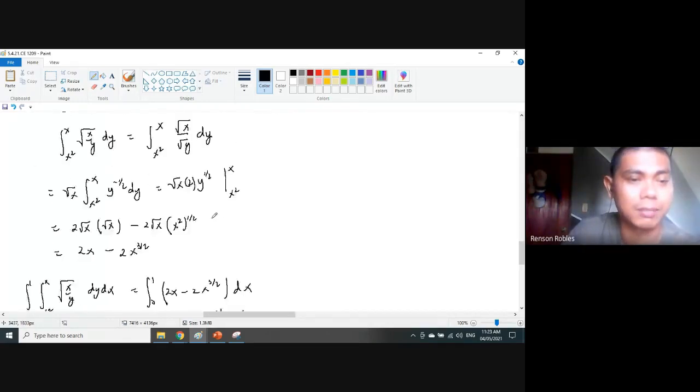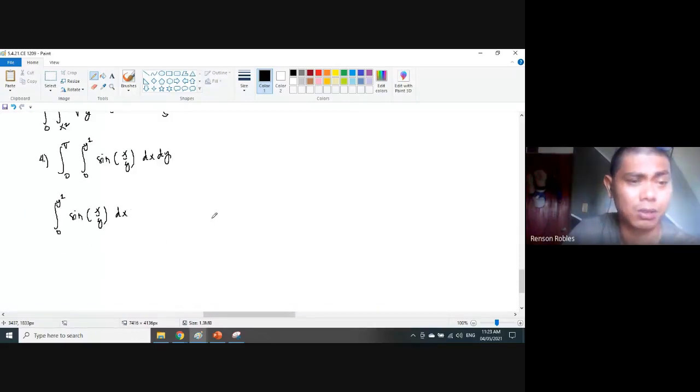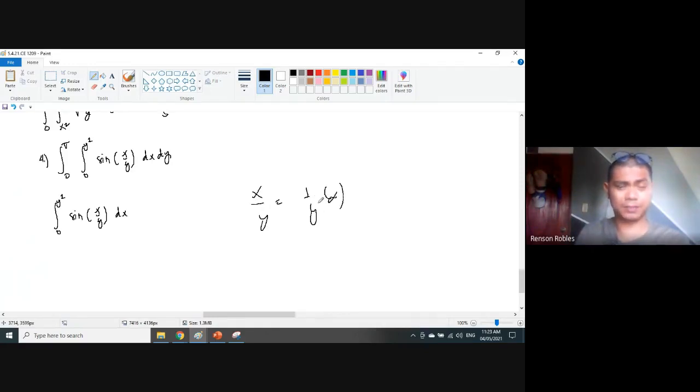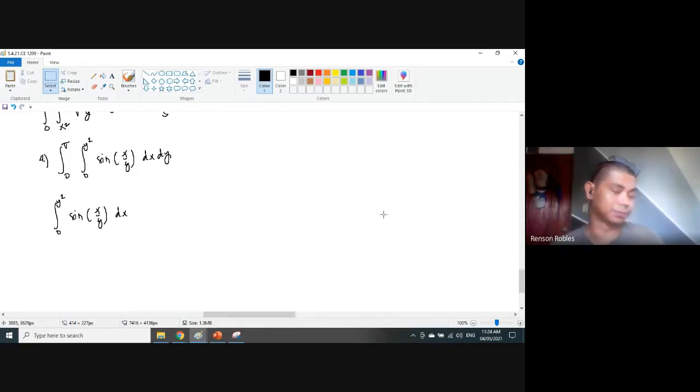So what about here? Can we throw 1 over y outside? Because x over y is 1 over y times x. What do you think? Any idea? So that we can easily facilitate its integral. You tell me how to integrate this.